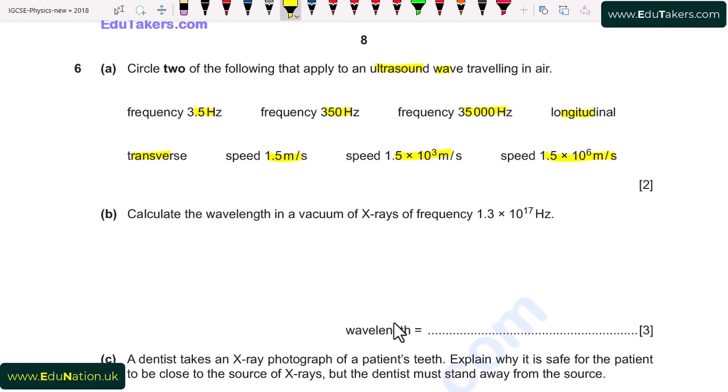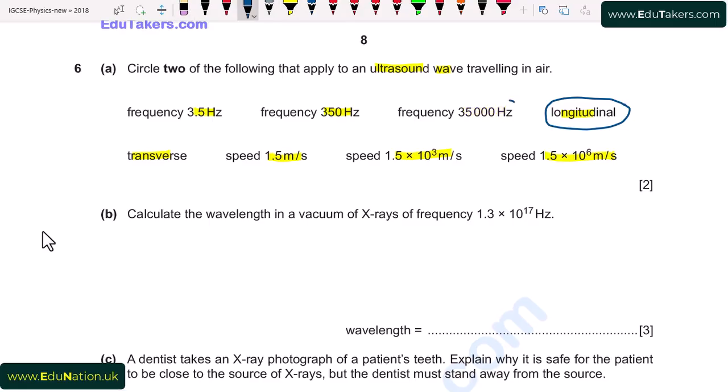So first of all, ultrasound waves are longitudinal because in this wave, particles move parallel to the direction of propagation of wave. So here the first option is longitudinal. Second, we talk about frequency. Ultrasound waves are of intermediate frequency. Its frequency is not too low or too high. So the second one, its frequency is 35,000 Hz.